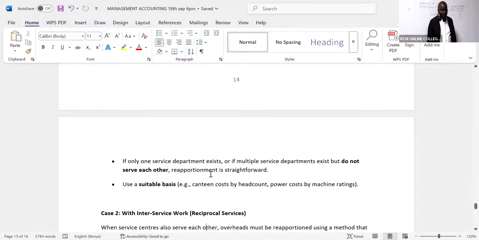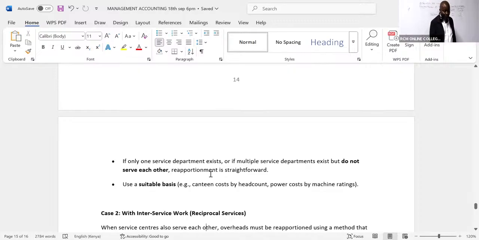Another dash: use a suitable basis. For example, canteen costs by number of employees in each department.